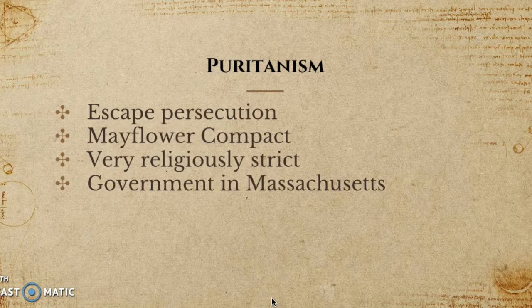Puritanism. This was a religious movement that started in England, and Puritans believed that the Church of England was corrupt and that it sympathized with Catholics. So first they moved to the Netherlands, and after that they moved to the Americas to escape persecution, supposedly. On the way there, they signed the Mayflower Compact, which was a sort of pre-constitution. It was the first law-making document that was signed in the Americas.